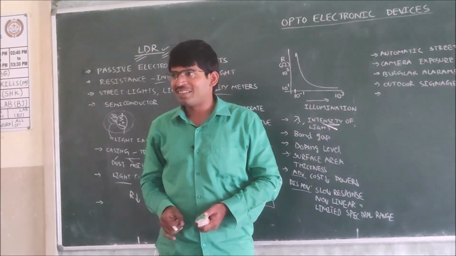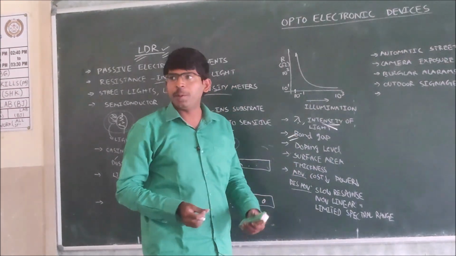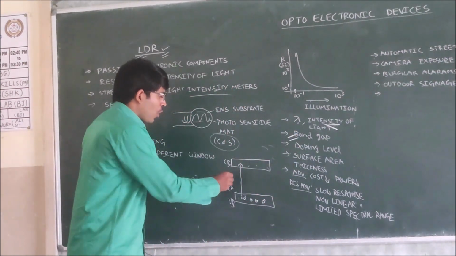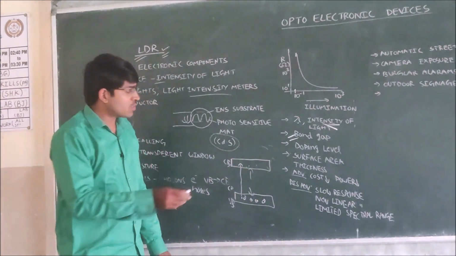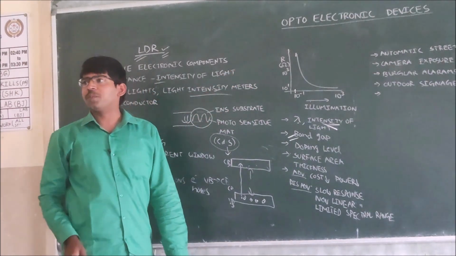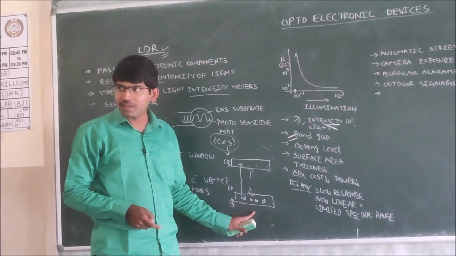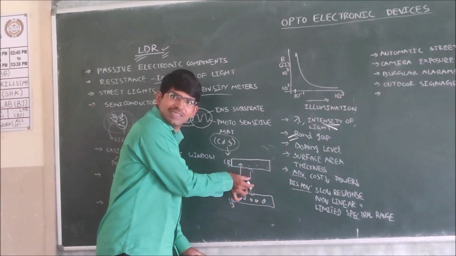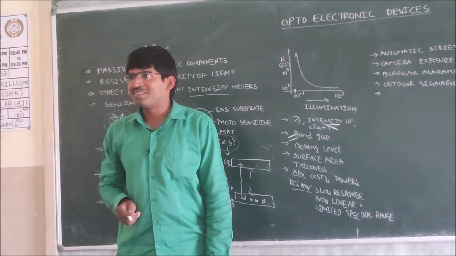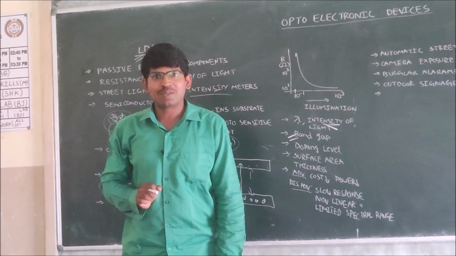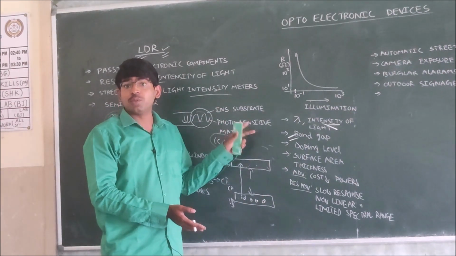So the change of the resistance depends upon the wavelength of the light, the intensity of the light falling on the LDR, and it also depends upon the band gap. What is the gap between the valence band and conduction band? Means what is the material you are using? Depending upon the material, the band gap will be decided. If the band gap is less, more number of electrons will move from the valence band to conduction band. The resistance easily decreases. If the band gap is more, less number of electrons move from the valence band to conduction band.